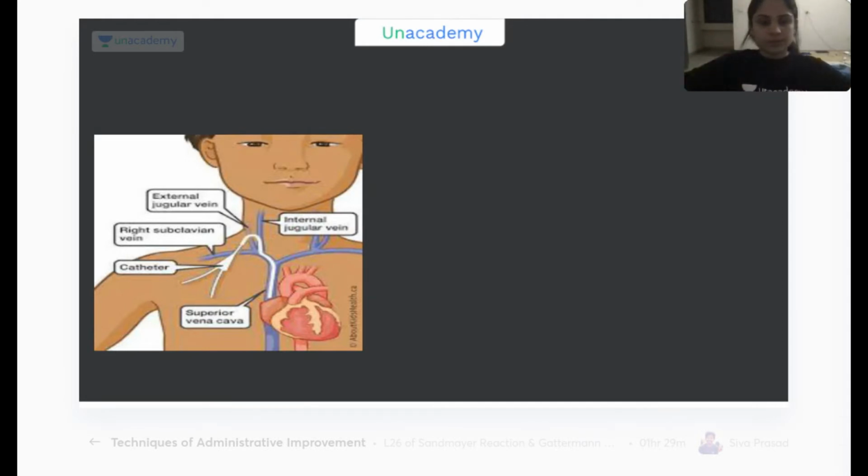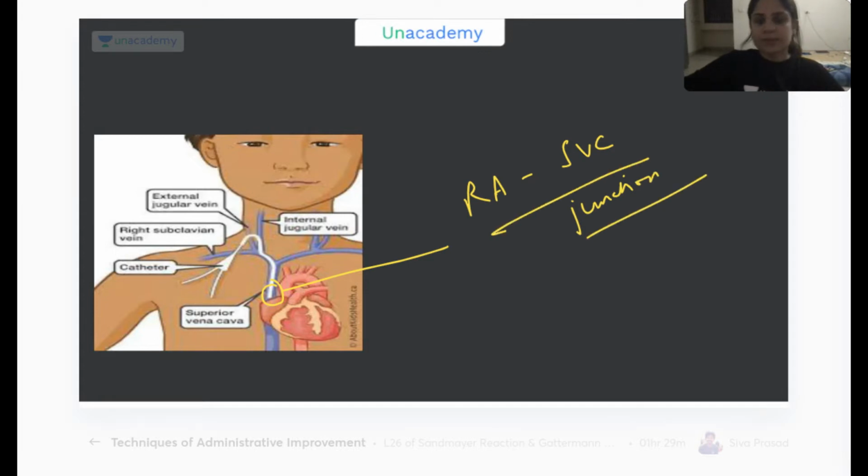Yes. So the tip of this line is basically placed at this junction. And what is this junction? This junction is called the right atrium and SVC junction. Okay. So the tip of the line has to be present at the RA and the SVC junction.